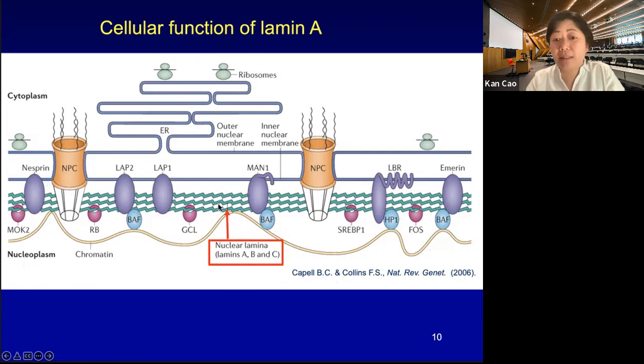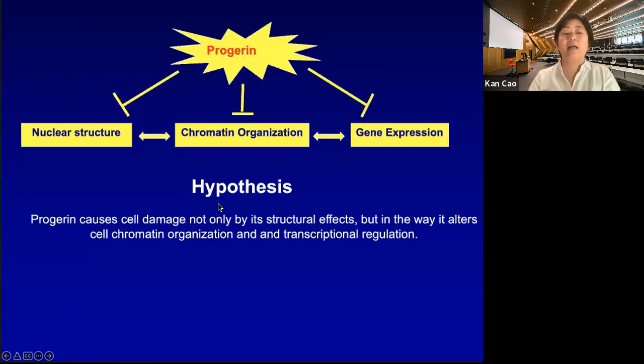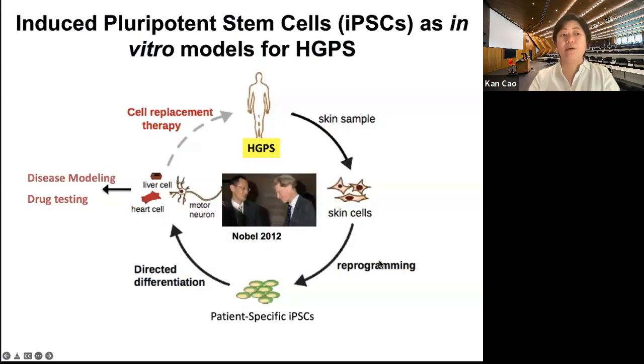Based on the understanding of the cell biology, I proposed a hypothesis about a decade ago when I first started my own laboratory at the University of Maryland. I said progerin causes the effect not only by its structural support to the nucleus, but also by the way it alters the chromatin organization, maybe also influencing gene transcription. That was the central hypothesis I had about 10 years ago, but how can we study the aging disease?